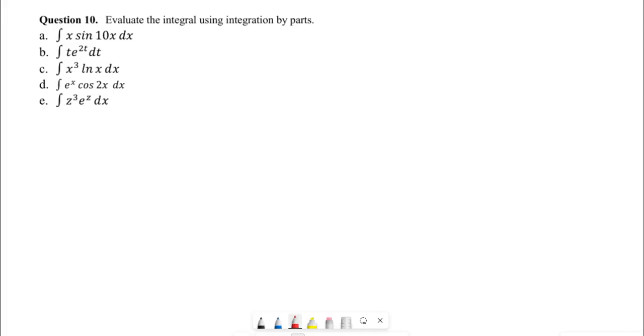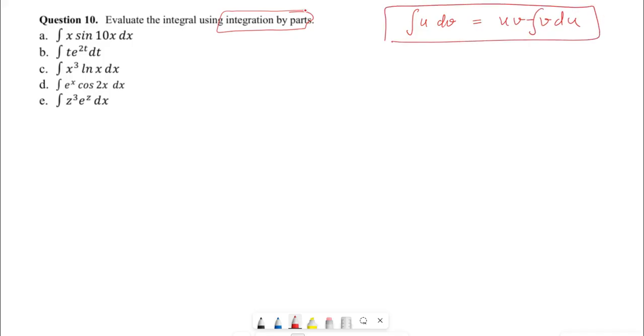Going to use the integration, but integration by parts will be used here. Whenever you're going to use integration by parts, if you have u dv kind of format, that would be equal to uv minus integral v du. That's the formula.